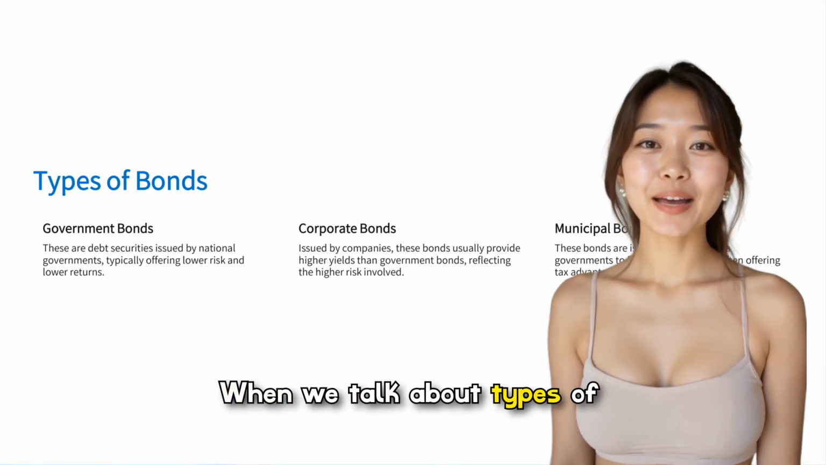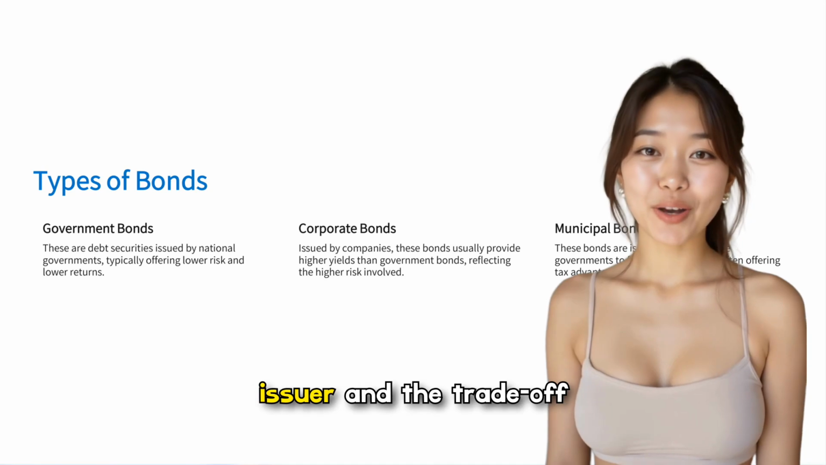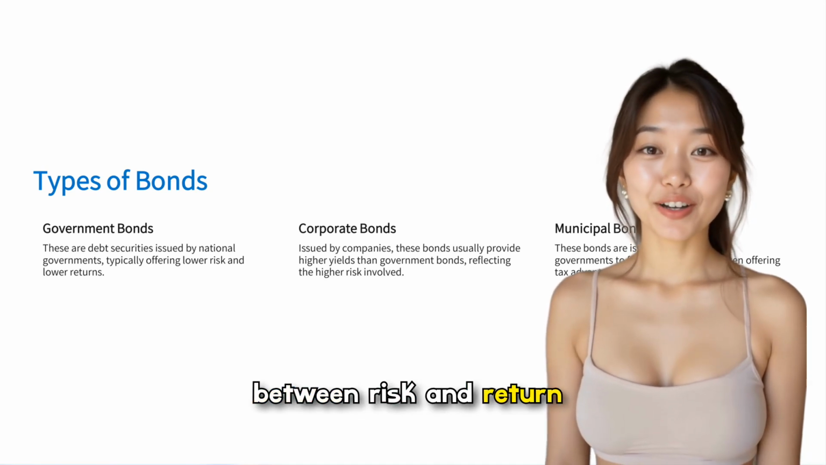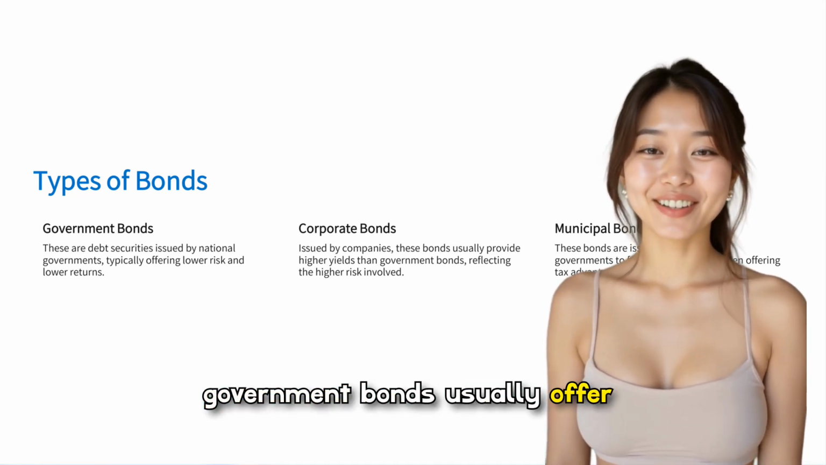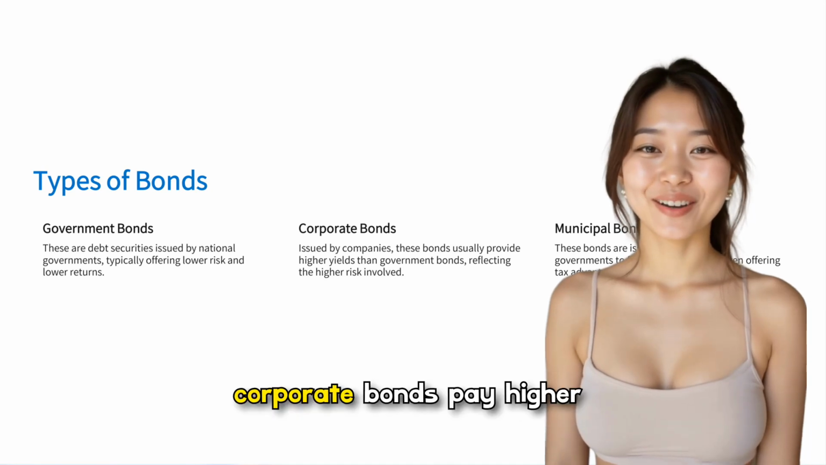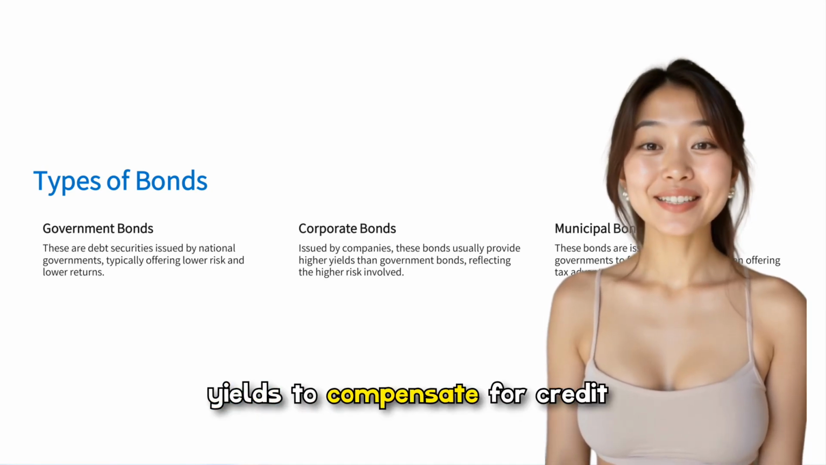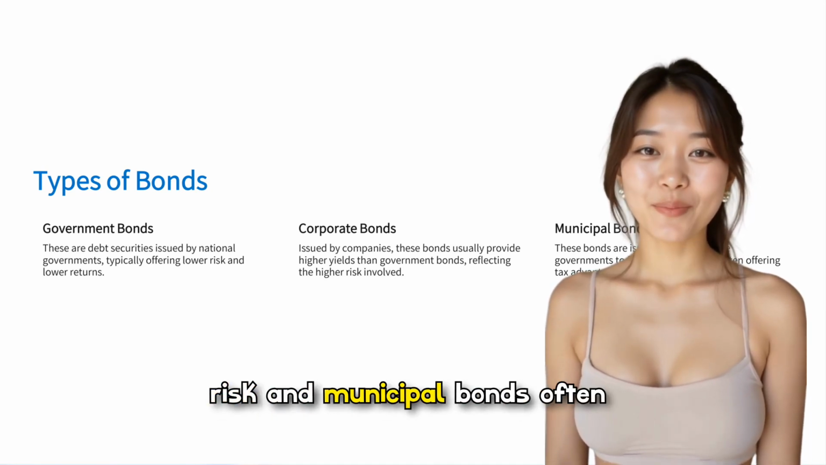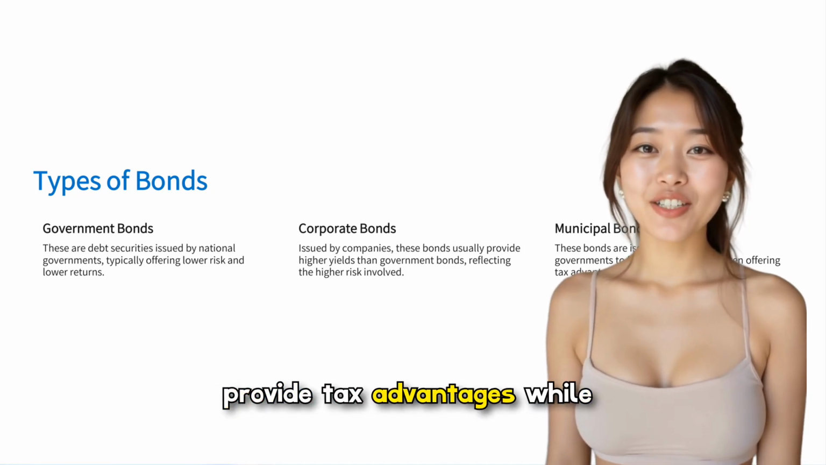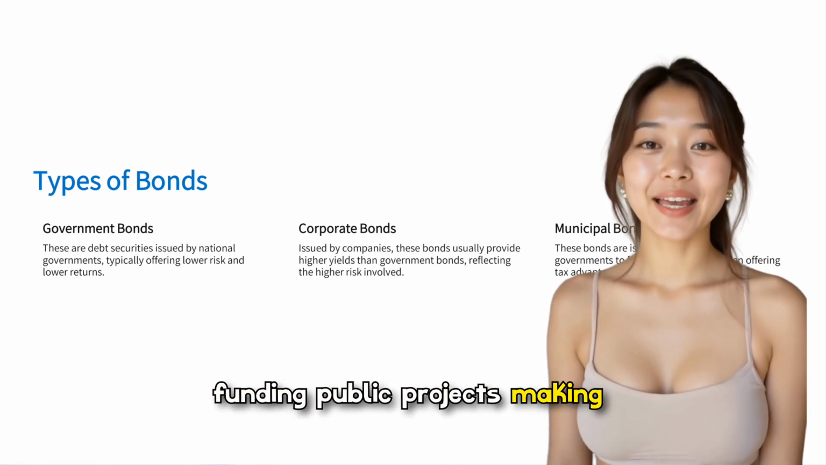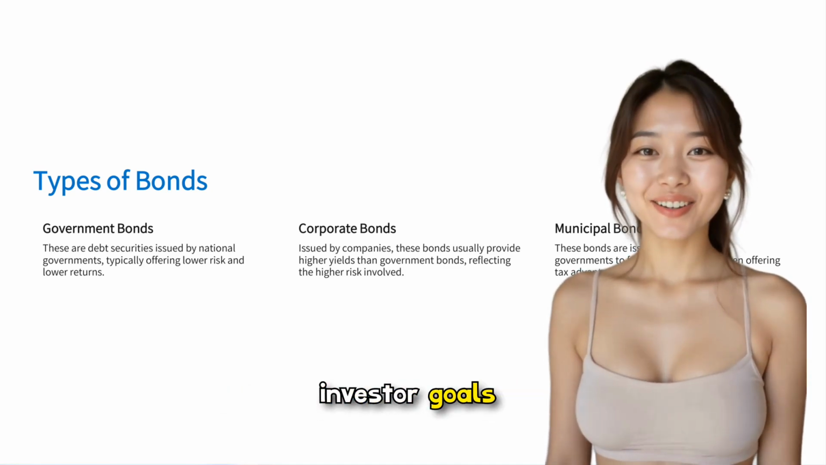When we talk about types of bonds, it helps to think about the issuer and the trade-off between risk and return. Government bonds usually offer lower risk and lower yields, corporate bonds pay higher yields to compensate for credit risk, and municipal bonds often provide tax advantages while funding public projects, making each type suited to different investor goals.